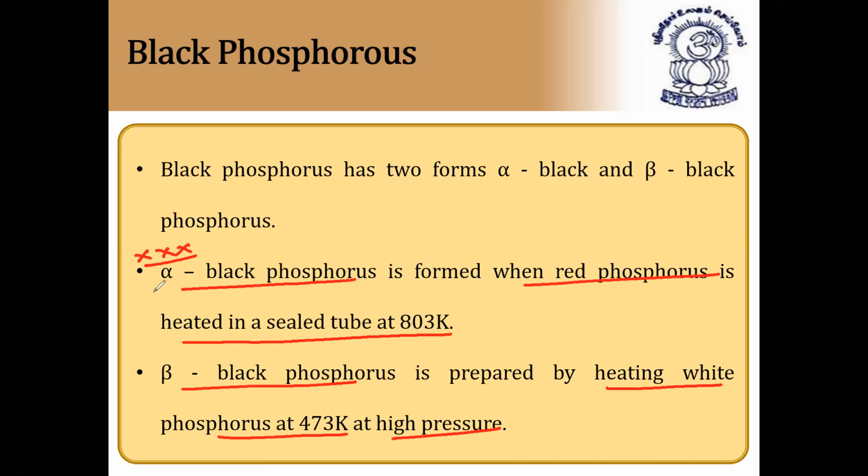So black phosphorus contains again two types. One is alpha black phosphorus and another is beta black phosphorus. Alpha black phosphorus is prepared from red phosphorus, whereas beta black phosphorus is prepared by heating white phosphorus at 473 kelvins at high pressure. So this is the preparation of black phosphorus. So we have three allotropes of phosphorus: white phosphorus, red phosphorus, and black phosphorus. And black phosphorus is further divided into two categories: alpha black and beta black phosphorus. Let us see more details about this now.